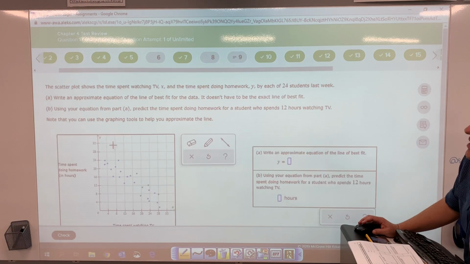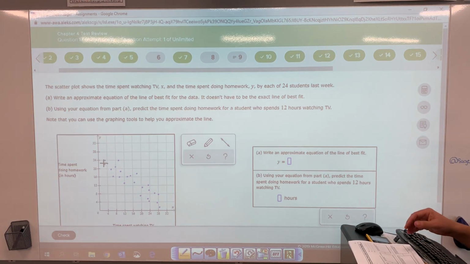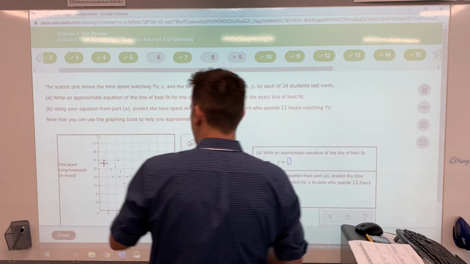All right, 17. Here's a scatter plot of 24 students. Write an approximate equation of the best line of fit. We have talked about this before. One thing I want to make sure you guys do, and so I'm going to write on this board here, is so I know what my lines of fit are.